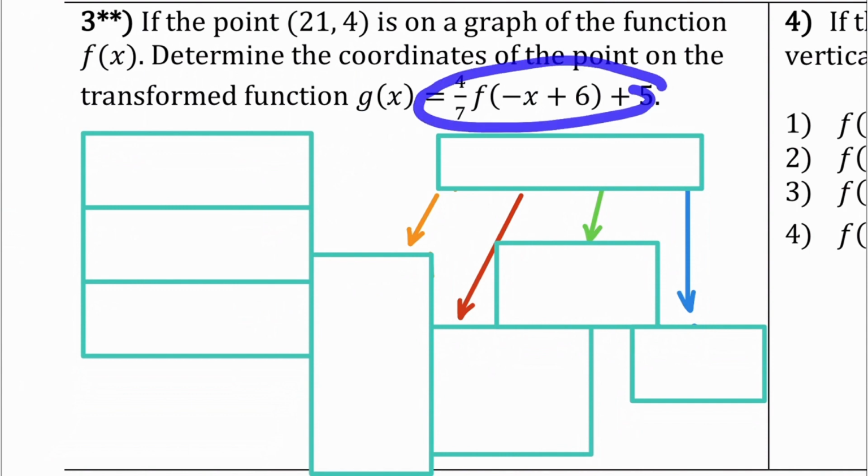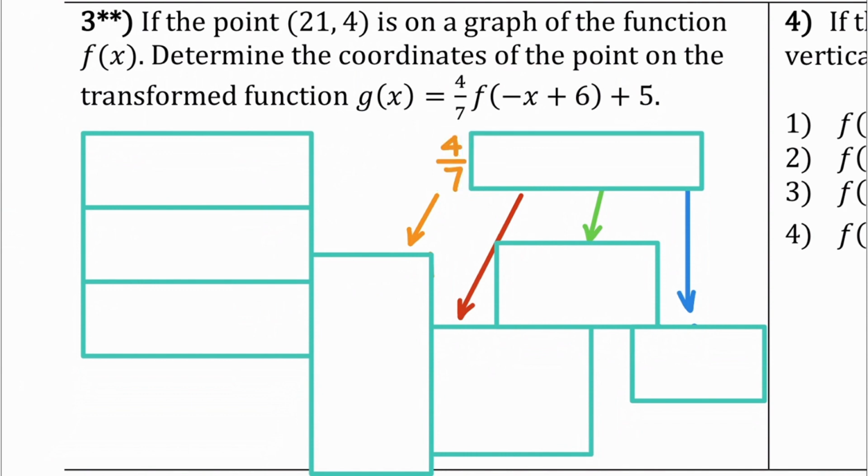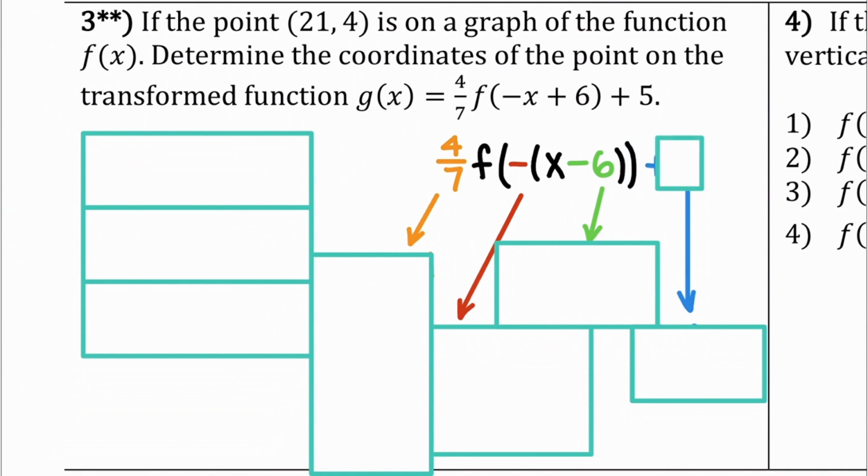So let's rewrite this function such that x itself has no coefficient, because that way we can accurately interpret the influence of each of these operations on the final graph. So here we have 4/7 times f of negative x minus 6 plus 5 as such. So all we're doing is just factoring out this negative, and if you're not sure why that works, is because when we distribute the negative to each term as such, then we get negative x plus 6, exactly what we wanted.